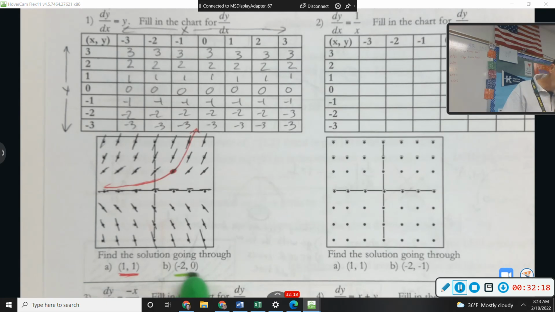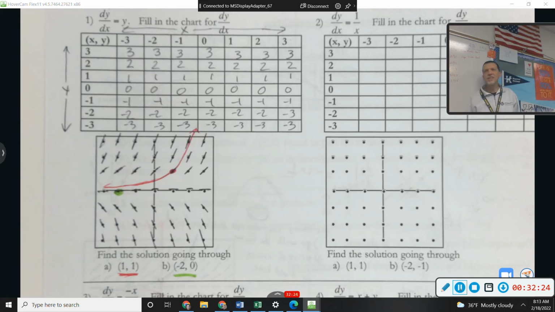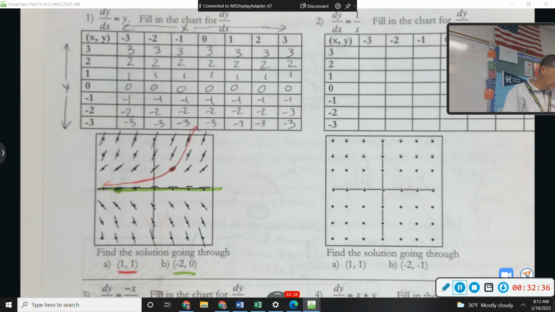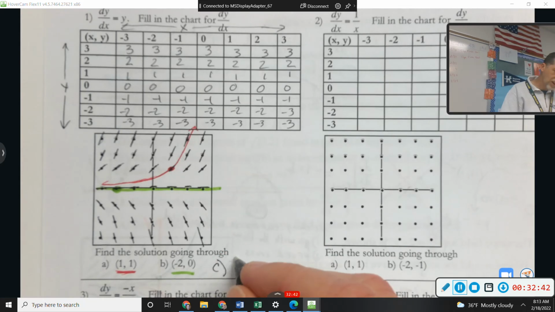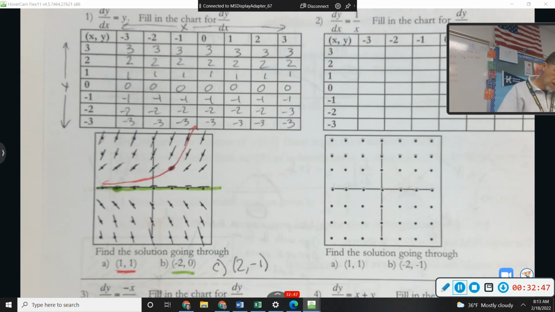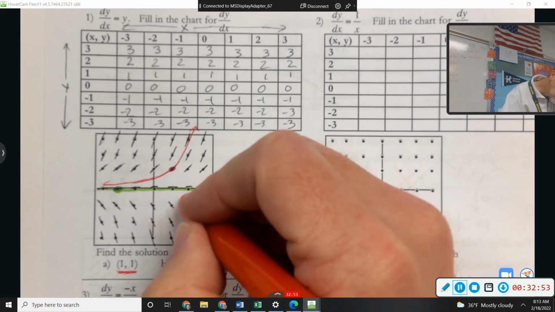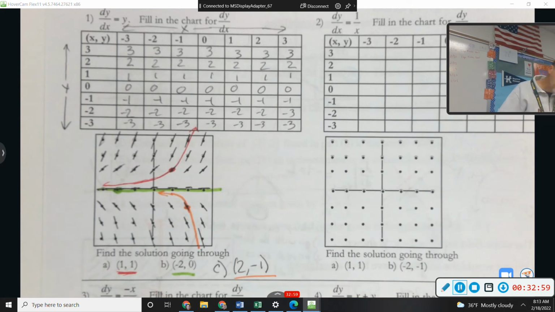Going through negative 2, 0. What's that line going to look like? Do you know? Yeah, this is going to be a horizontal line at y equals 0. It's kind of a boring one. And let's do one more. Let's do one below the axis. So let's start at 2, negative 1. Something like that.